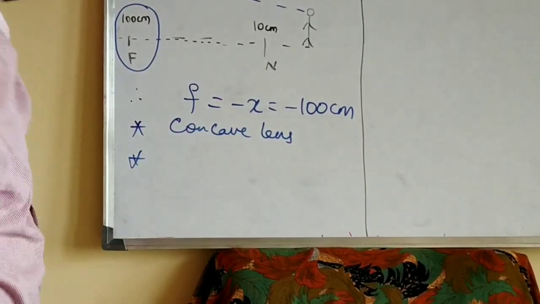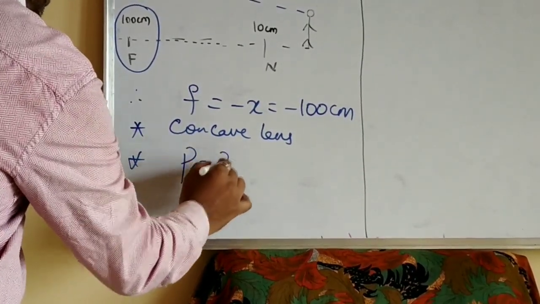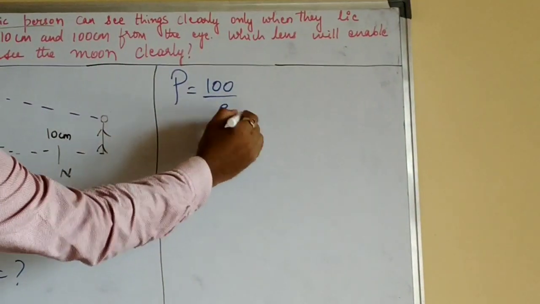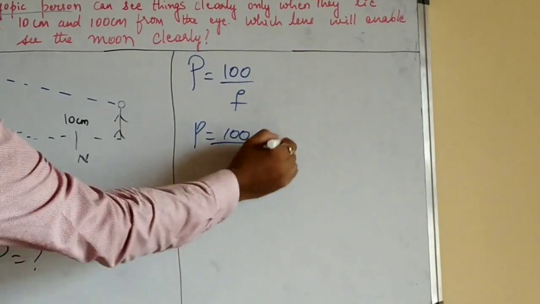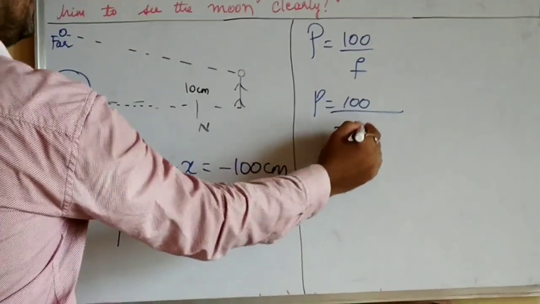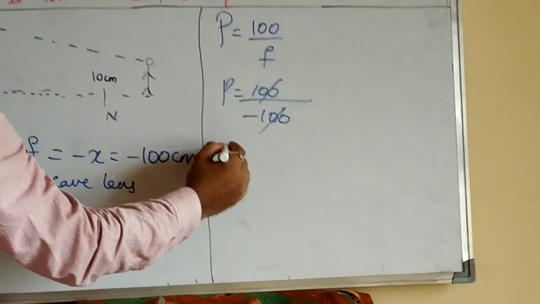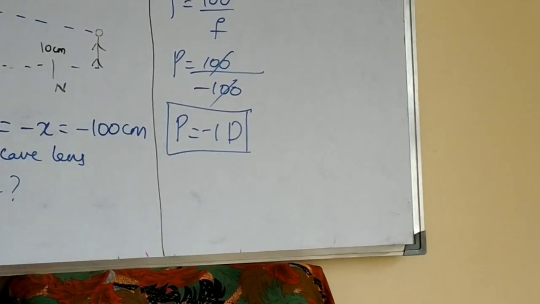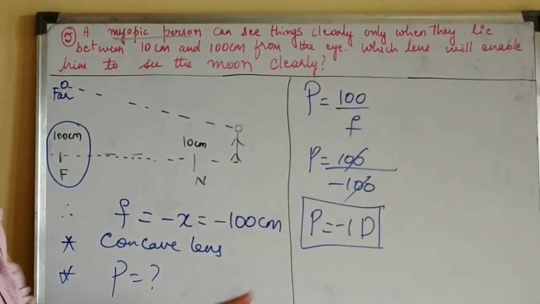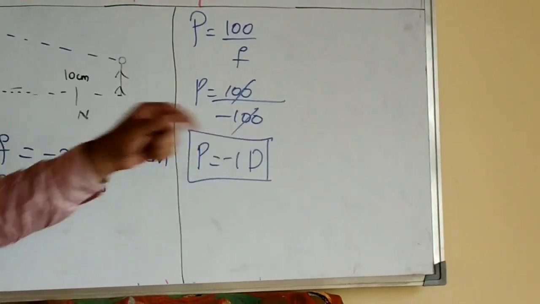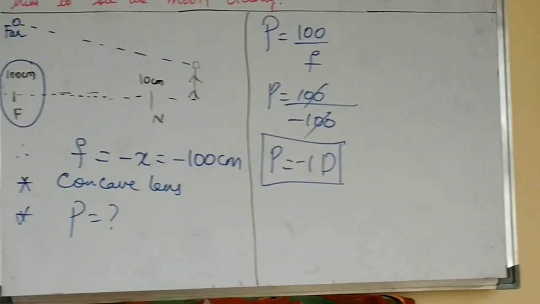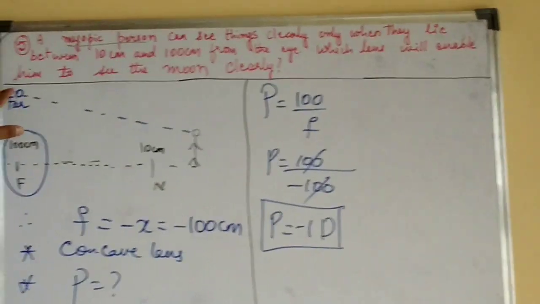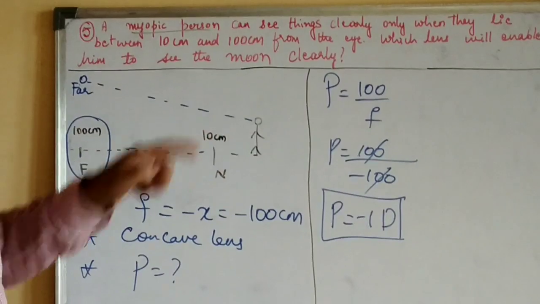Now just find the power. The formula for power is P is equal to 100 by f, that is 100 divided by minus 100. It gets simplified: P is equal to minus 1 diopter. So he has to use a concave lens with a power of minus 1 diopter. If we use that lens in the spectacles, he can clearly see the moon, which is at a very far distance from the observer.